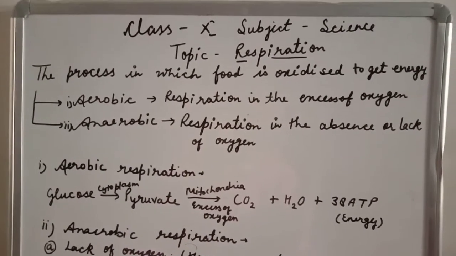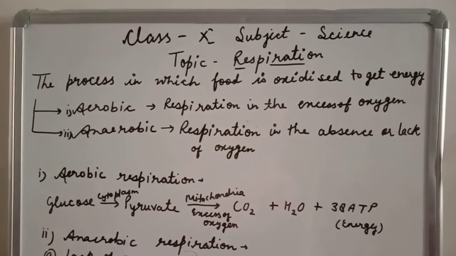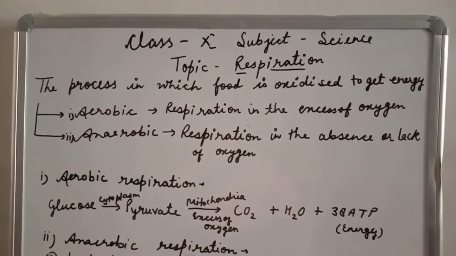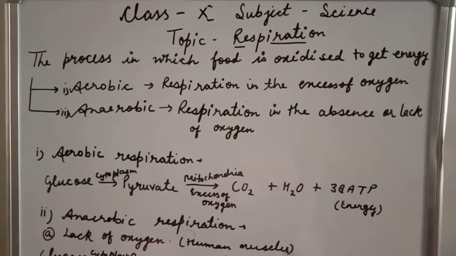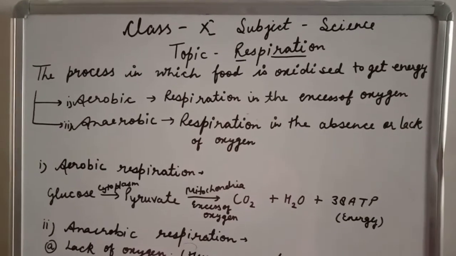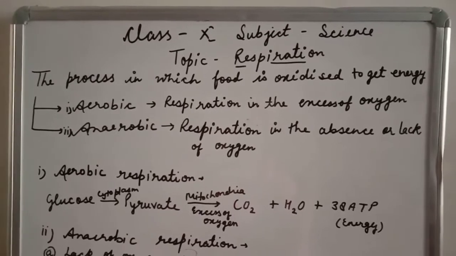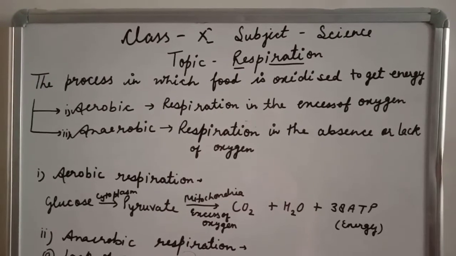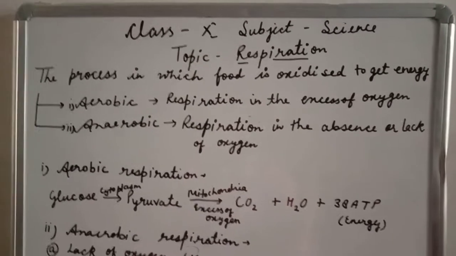And the second one is anaerobic respiration. Anaerobic respiration क्या होता है? इसका opposite means वहाँ पे excess of oxygen थी. Here we are having lack of oxygen, or the oxygen is totally absent. So the respiration in the absence or lack of oxygen is known as anaerobic respiration.